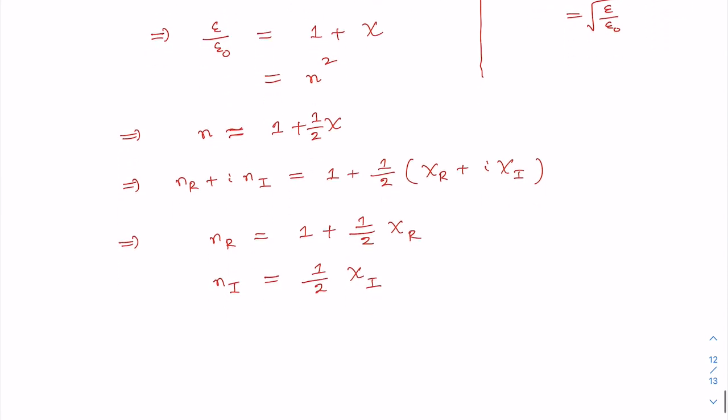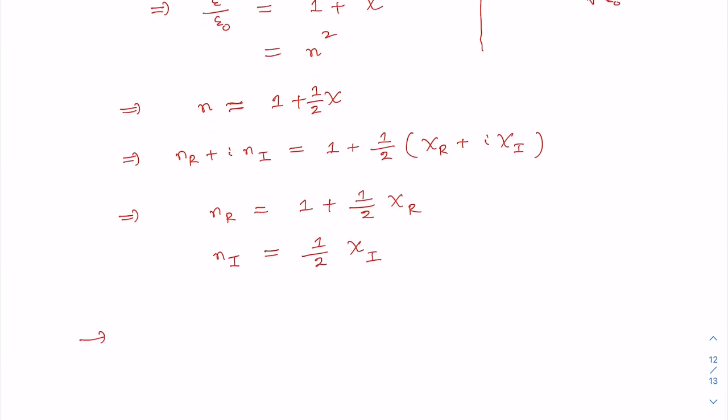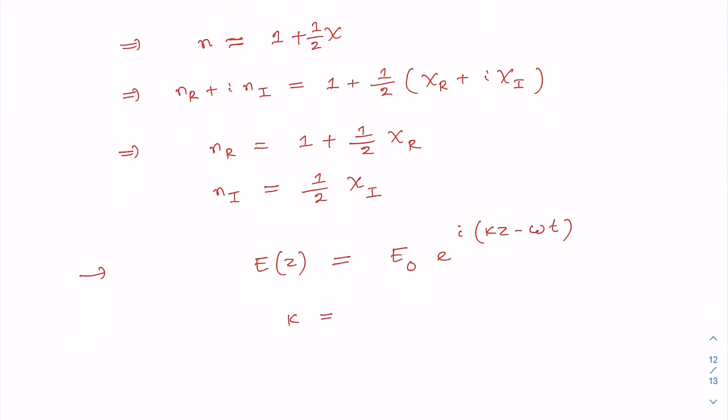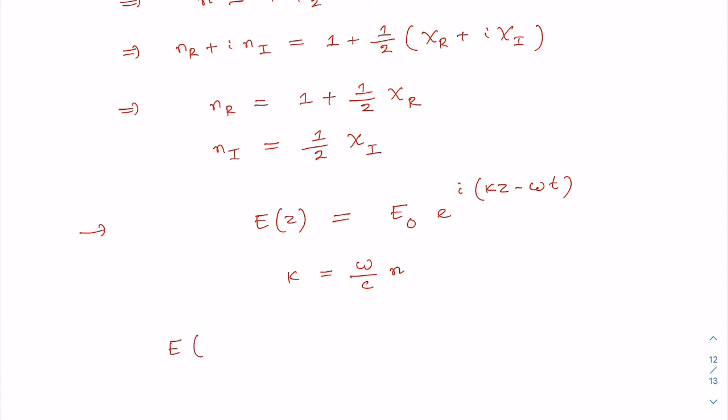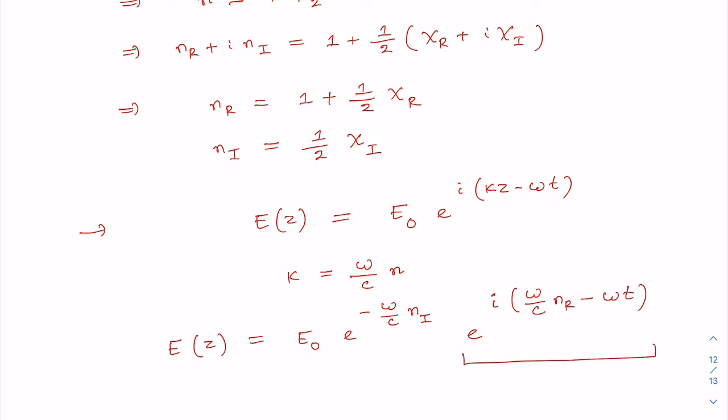Now you know that if a plane electromagnetic wave passes through a medium, its electric field at a distance z is given by this E of z. You may be aware of the Lambert-Beer law, so I'm going to that here. Say the initial electric field amplitude is E0, and as it passes through a distance z, you have this phase factor. Also you know that k is the propagation vector, k equals omega by c into the refractive index. Because the refractive index is a complex quantity, I can write it as E0 e to the power minus omega by c, the imaginary part of the refractive index, then the propagation part of the electric field, e to the power i omega by c, real part of the refractive index, minus omega t. So this part represents the propagating part and this represents the amplitude.